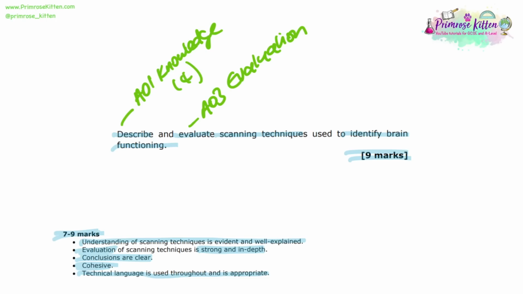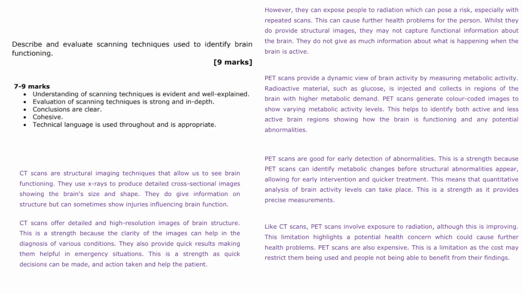The question is looking specifically for scanning techniques, so this could include things like CT scans and PET scans. The focus of the question needs to be on their role in identifying brain functioning. Let's take a look at a model response now. AO1 material will be highlighted in blue, and AO3 material will be highlighted in pink.